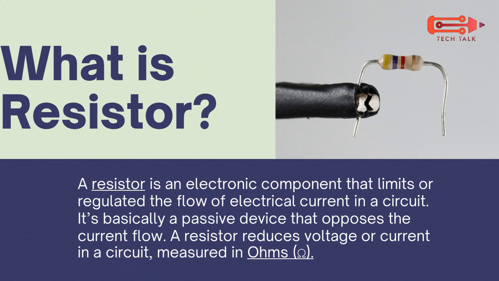A resistor is like the traffic cop of your circuit. It doesn't stop current completely, it just controls how much can go through. It resists the flow of current, helping reduce voltage levels, protect components like LEDs, and divide voltages. We measure this resistance in units called ohms, represented by the Greek letter omega.